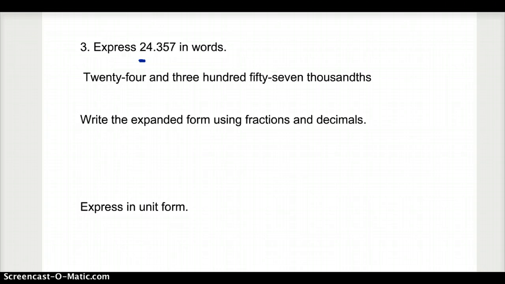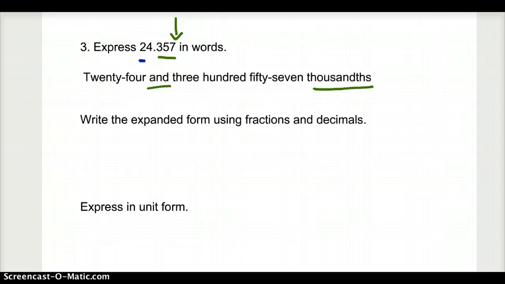Alright, here is my complete answer. 24 and 357 thousandths. So all I did was write this in word form, 357, and then added in my place value name for where my digit ended. There's my 7 in the thousandths column, so I knew that I needed to end with thousandths.